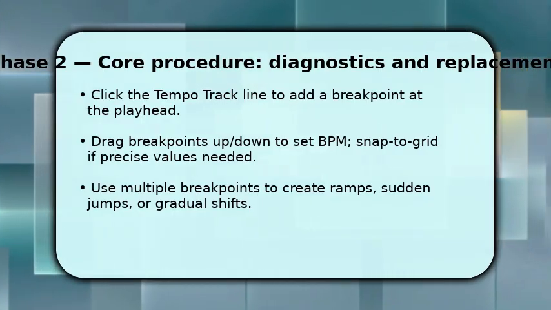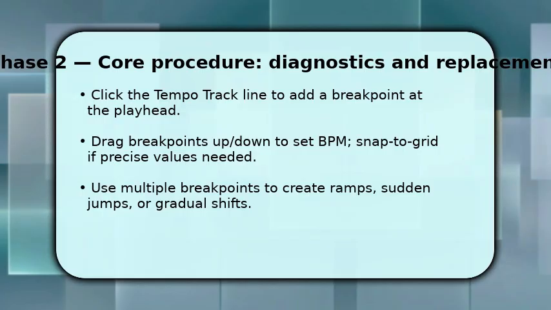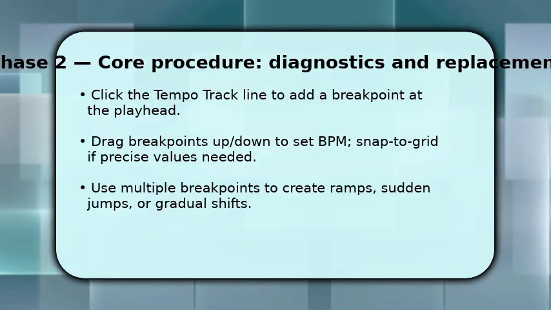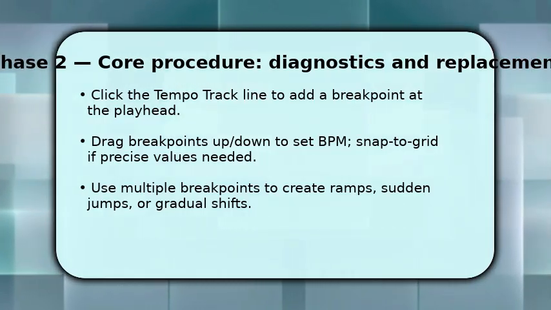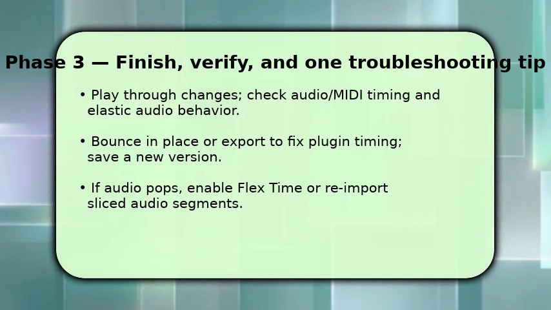Make sure quantization and tick settings don't fight your edits. Adjust grid strength for fine control if needed. Once you've shaped the tempo, play the section from before the change to confirm musical timing.